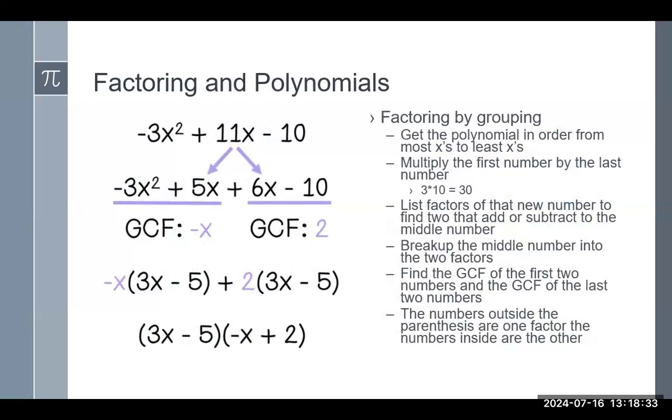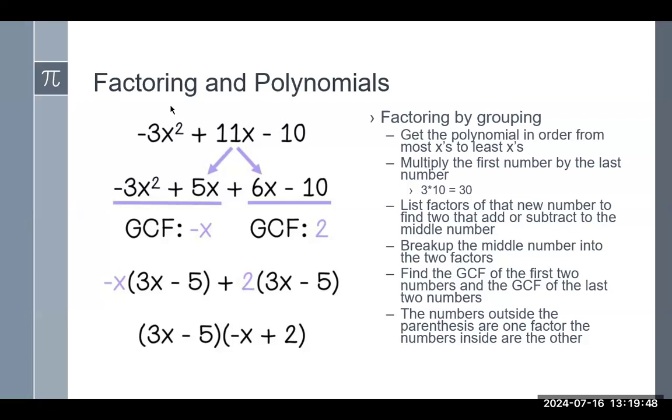Factoring and polynomials. So with factoring polynomials, make sure you factor by grouping. So first things first is we have to get the polynomial in order from most x's to least x's. Basically saying we have to get this in order from greatest power to least power. So we have x to the power of 2, and we have x to the power of 1, and then we have no x. That's the right order, so we are all good there.